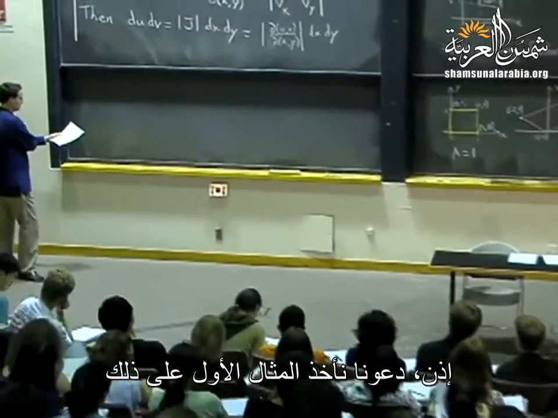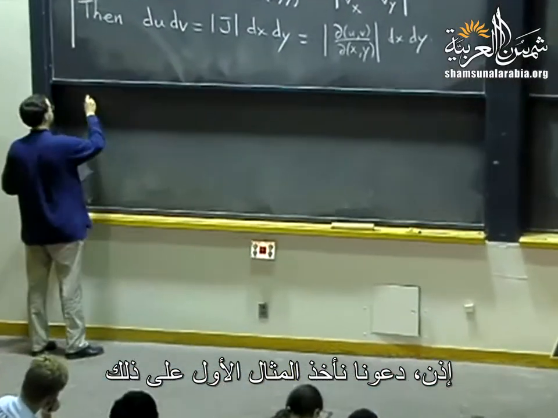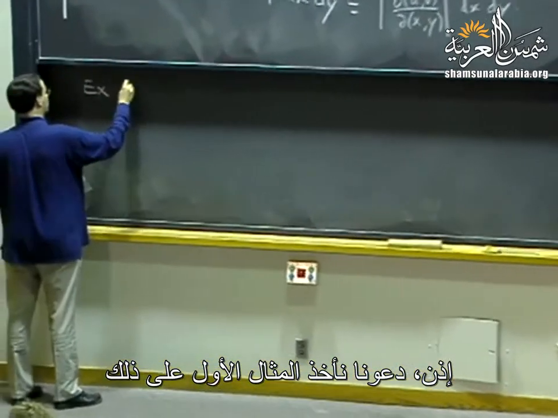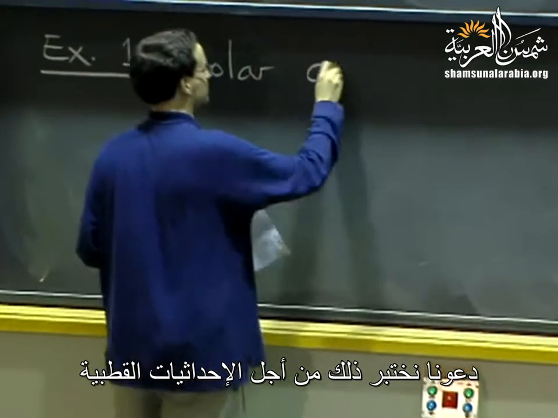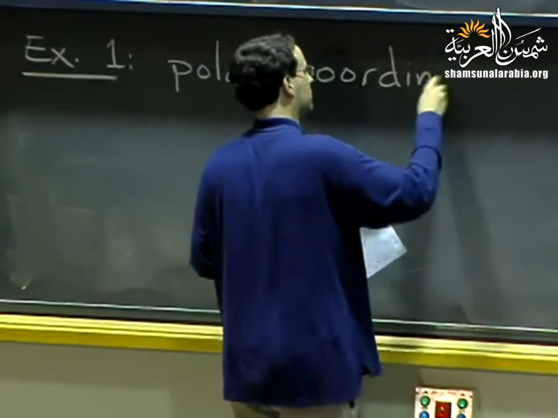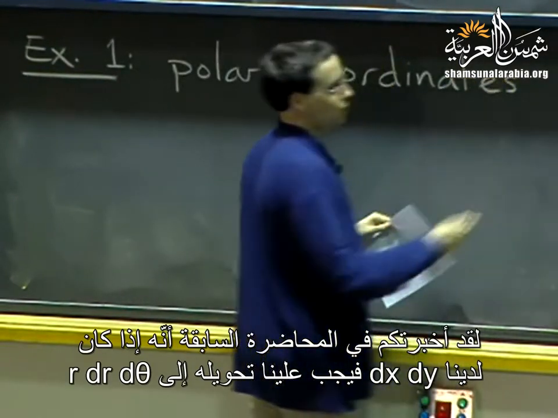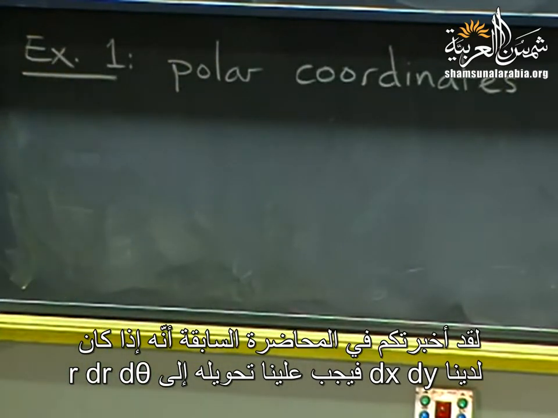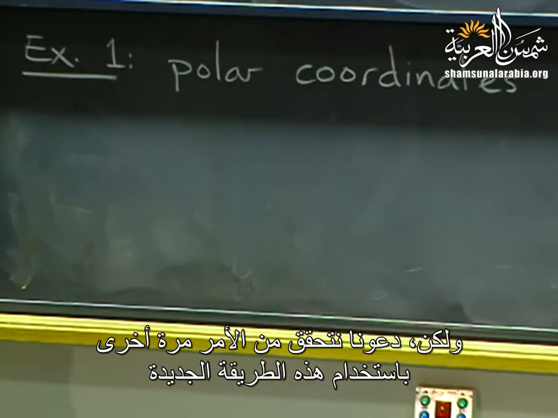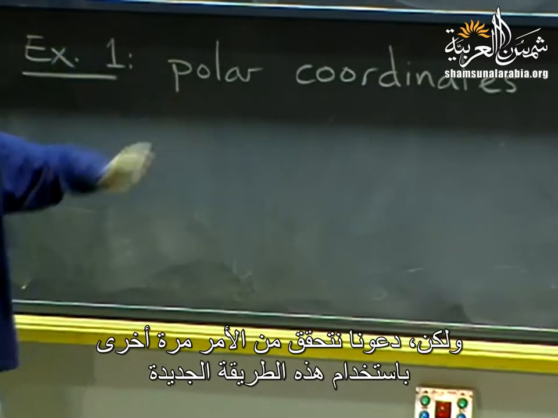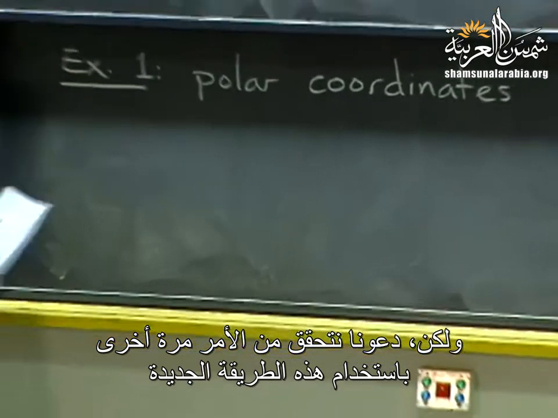So actually, let's do a first example of that. Let's check what we had for polar coordinates. Last time I told you that if we have dx dy, we should switch it to r dr d theta. And we had some argument for that by looking at the area of a small circular sector. But let's check again using this new method.